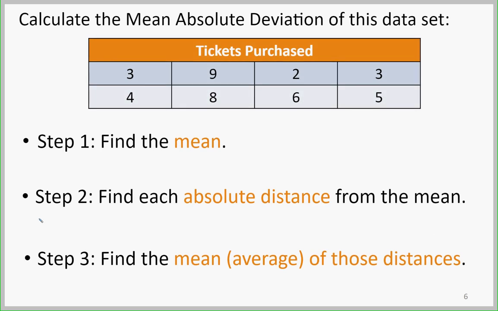this data set here. So we're given 8 data points. Again, this data was provided of tickets purchased. And we're going to calculate the mean absolute deviation. So step 1, just find the mean. You guys know how to do that. Go ahead and calculate the mean. Add them all up, divide by how many there are. You guys go ahead and do that.